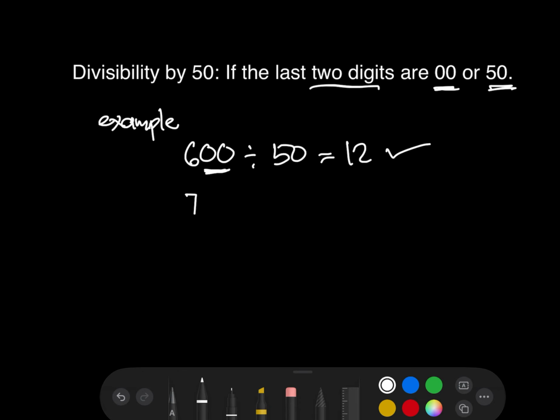Another one, 7,750. It ends with 50, so it is divisible by 50 according to the condition. So let's check. 7,750 divided by 50. The answer is 155, which is correct.